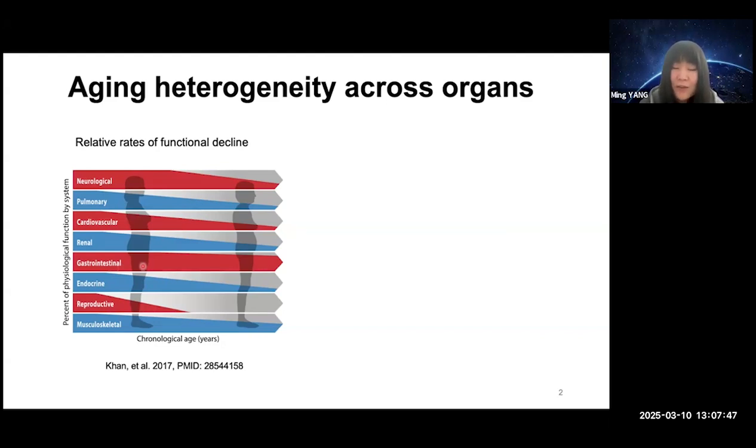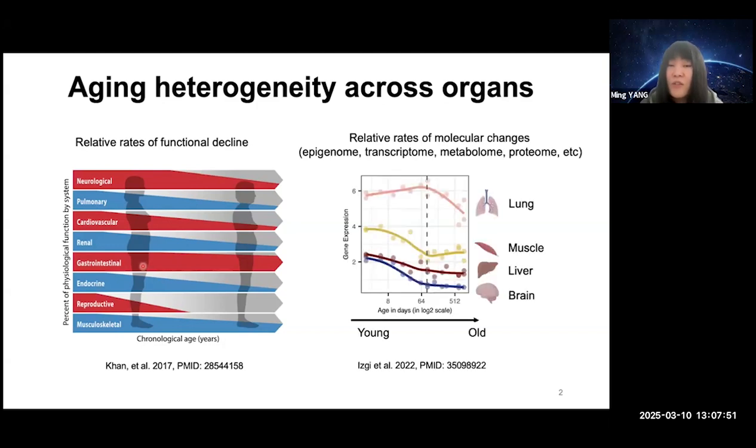And similarly, if we can use physiological measurements to document aging rate, we can also use molecular data to show aging trajectories. For example, this figure shows that the authors used bulk RNA-seq data to profile gene expression from 4 organs in mice at both young and old age. We can see, for the different colors, it is very clear that the gene expression profiles in different organs also follow different aging trajectories.